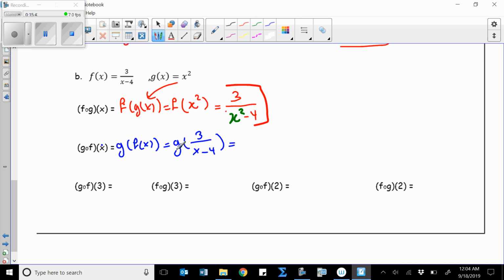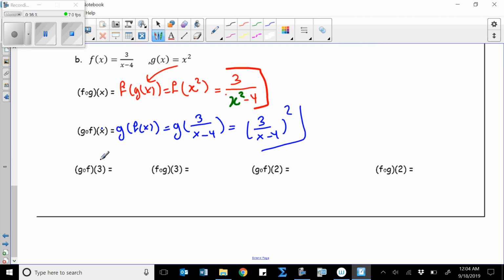Now, what was g of x? g of x was x to the power of 2. So whatever I have in the parentheses here is going to be my new x. So instead of writing x to the power of 2, we're going to write 3 over x minus 4 to the power of 2, because this whole thing is now my new x. Okay, so this is the answer of g of f of x.